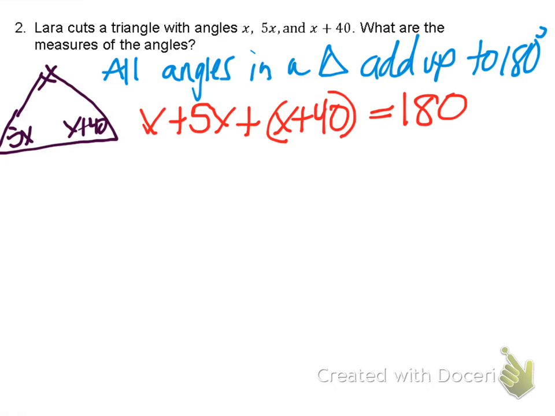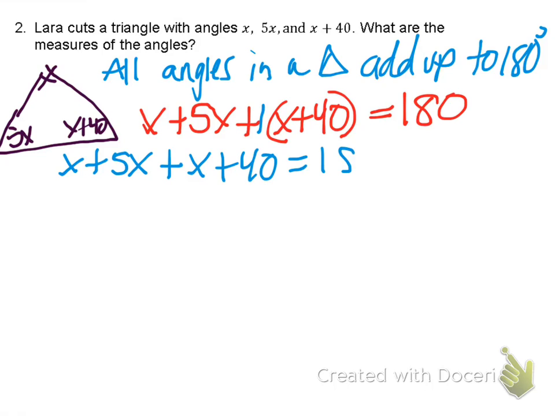So if we get rid of these inclusion symbols here, we'd have x plus 5x plus 1 times x, which is x, and 1 times 40, which is 40. So when there's an addition sign in front of a pair of parentheses, it really doesn't change anything. But when there's a minus sign in front of the parentheses, it changes the sign of everything inside the parentheses.